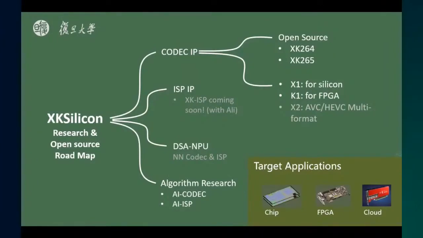The third part is the DSA NPUs. Because we are doing much research, especially algorithm level research for AI codec and AI ISP, we are trying to design a DSA NPU, a domain-specific architecture NPU. This NPU is especially designed for AI-assisted codec and AI-assisted ISPs. The target applications of our work are chip design and FPGA design, and also hardware accelerators used in the cloud.